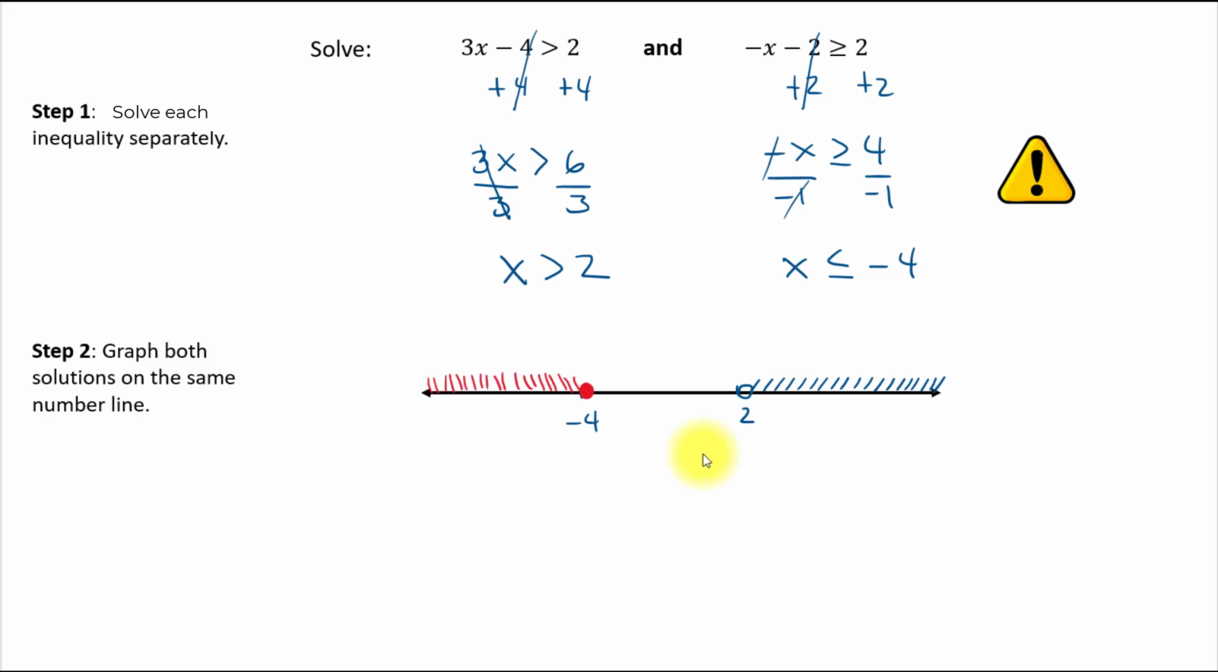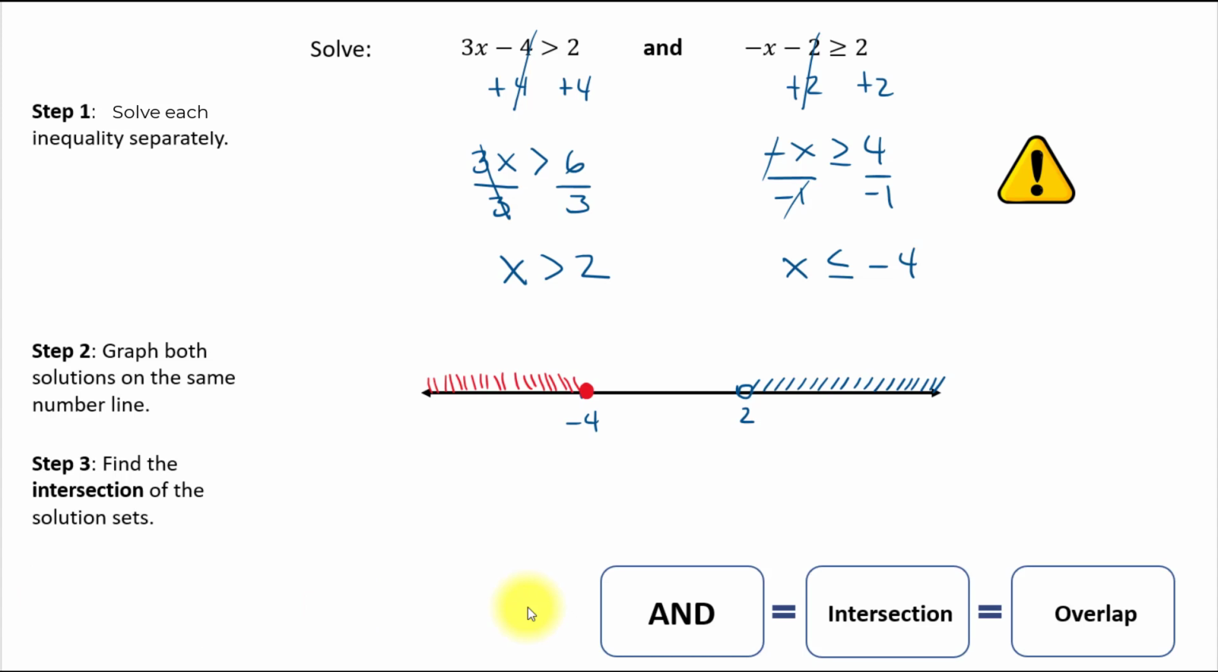Once I graph both solutions on the same number line, I need to find the intersection of the solution sets. Remember, on the graph, it's the same as the overlap. In other words, the portion of the number line where I have two colors at the same time. Do I have an interval like that? No. Here on the left, I only have the red color, which represents solutions to the second inequality. Right in between -4 and 2, I don't have any color. And then to the right, I have only blue because that represents solutions to the first inequality.